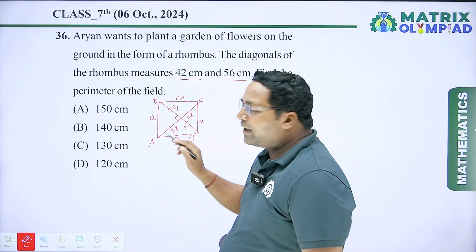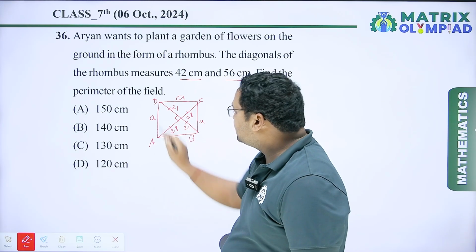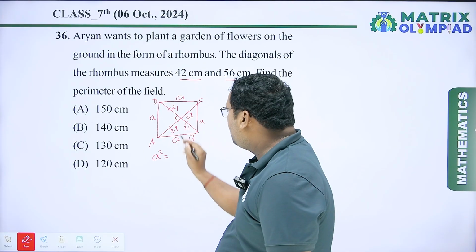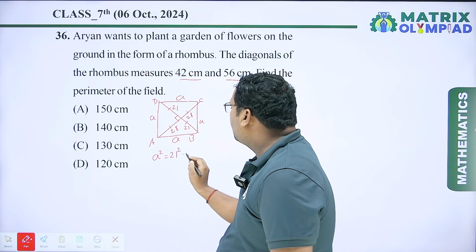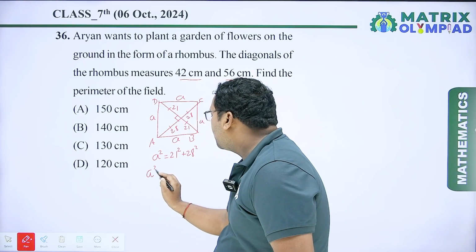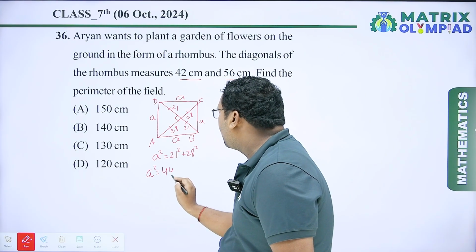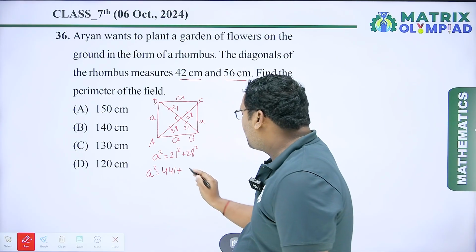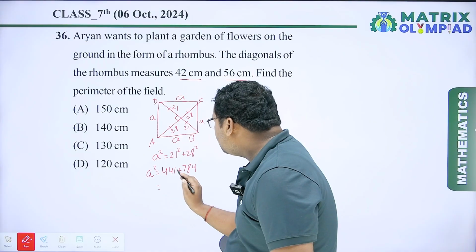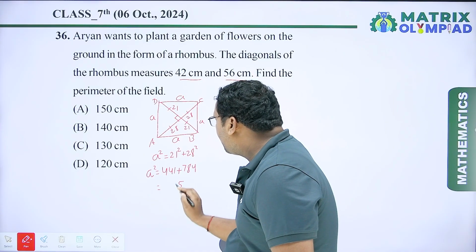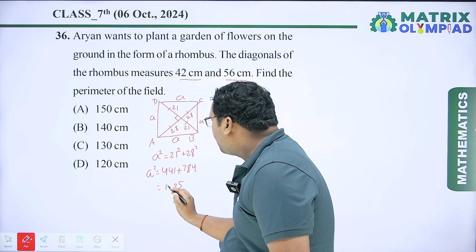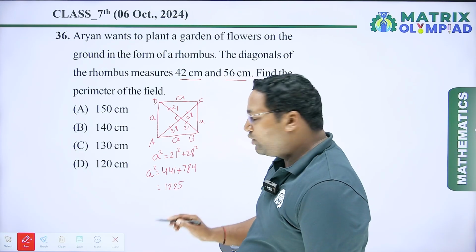So here we have to apply Pythagoras theorem. Let's assume this side is A. So A is the hypotenuse. Hypotenuse square is equal to perpendicular square plus base square. So here A square is equal to 21 square, which is 441, plus 28 square, which is 784. So it is 4 plus 1 is 5, 8 plus 4 is 12, carry 1, 7 plus 4 is 11, 11 plus 1 is 12. So A square is 1225.